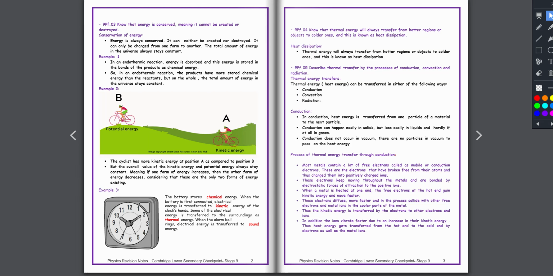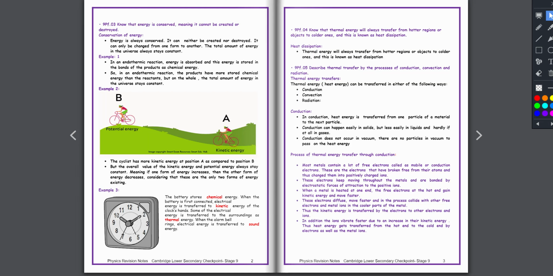So in any reaction when heat needs to be supplied, that energy that is supplied gets stored in the bonds of the products. So that means energy is getting absorbed. You're adding energy. So in an endothermic reaction, the products will always have stored energy, and this stored energy will be more as compared to the energy that is present in the reactants. But on the whole, the total amount of energy is always going to stay constant.